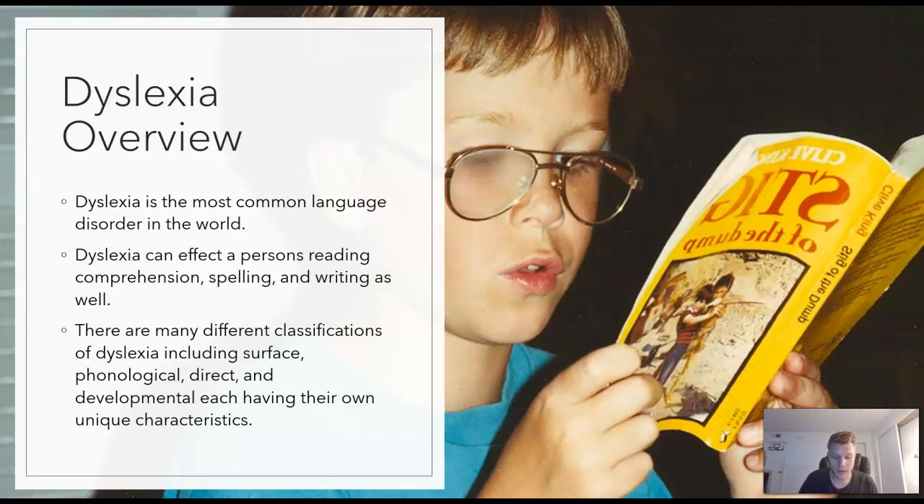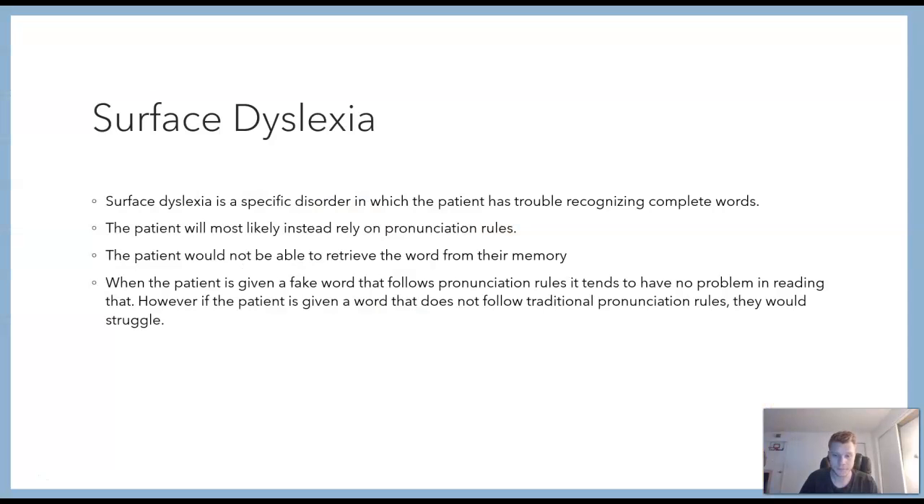Dyslexia is the most common language disorder in the world with a prevalence rate of around 3 to 7%. Dyslexia is characterized by the lack of comprehension, spelling, writing, and sometimes reading out loud. There are several different classifications of dyslexia. These would include surface dyslexia, phonological dyslexia, direct dyslexia, and developmental dyslexia. Each of these classifications is paired with specific impairments critical to learning in everyday life.